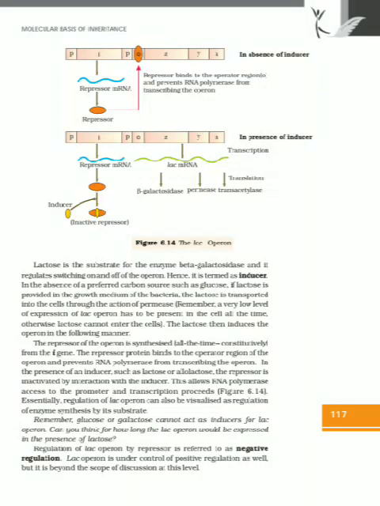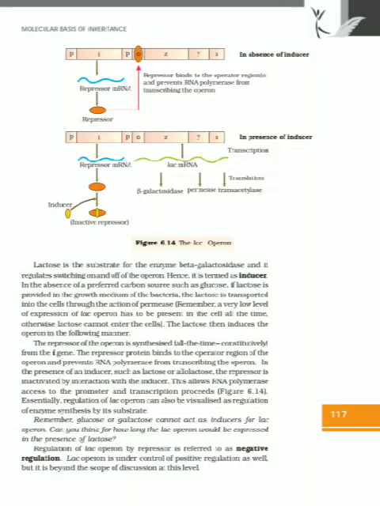In the absence of a preferred carbon source, such as glucose, if lactose is provided in the growth medium of the bacteria, the lactose is transported into the cells through the action of permease. Remember, a very low level of expression of lac operon has to be present in the cell all the time, otherwise lactose cannot enter the cells. The lactose then induces the operon in the following manner.